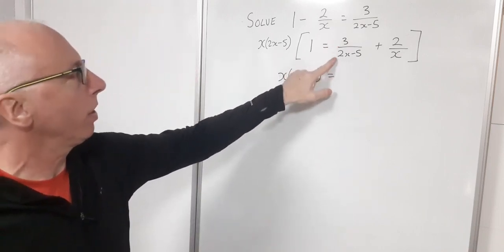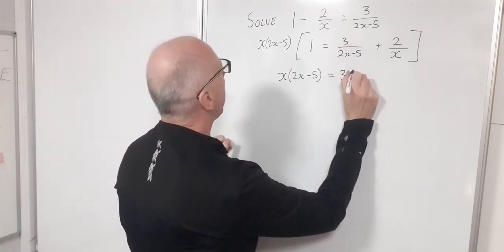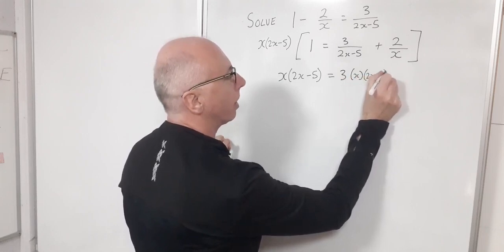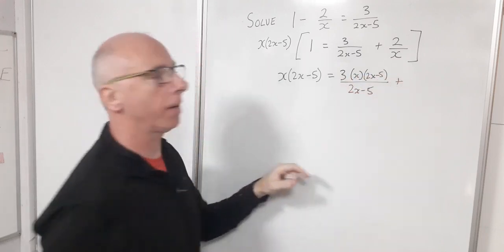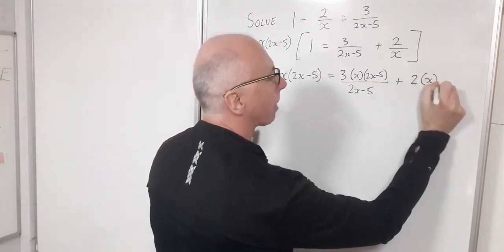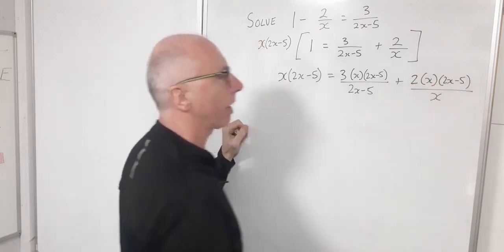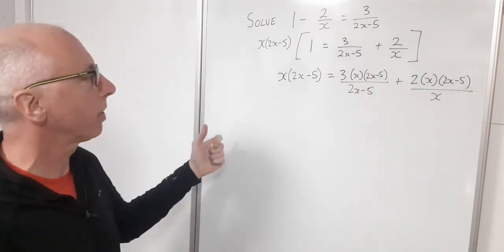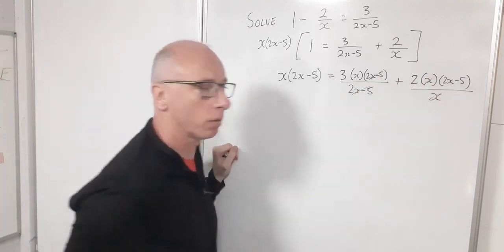Then multiply this one, I'll have 3 times x times 2x minus 5, and that'll be over 2x minus 5. And then the same here, multiply that by this term as well. So 2 times x times 2x minus 5, all divided by x. So now you can see I can get rid of my denominators by cancelling out similar terms. So this one and this one will cancel, this one and this one will cancel.